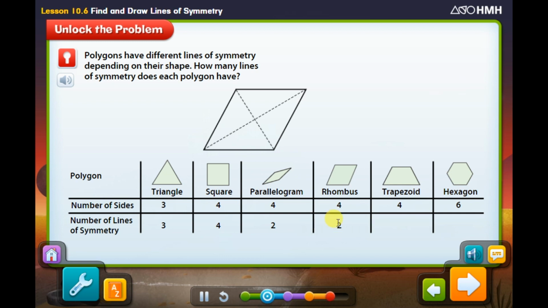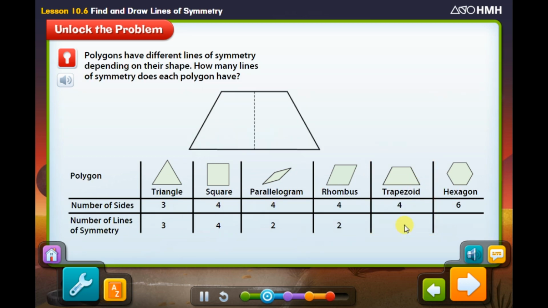How many lines of symmetry does the trapezoid have? Oh, let me check out. Can I fold it vertically? Yes, we can fold it vertically. Horizontally? No. Diagonally? It's not similar. The other diagonal? No. So we have only one line of symmetry.